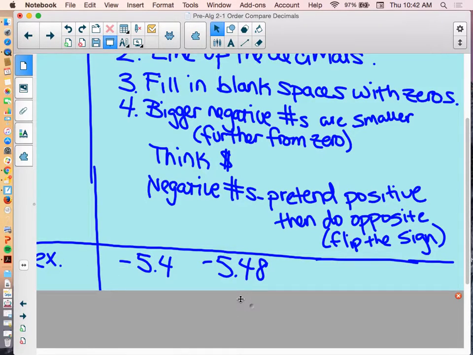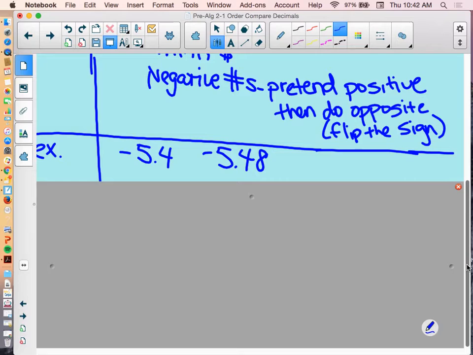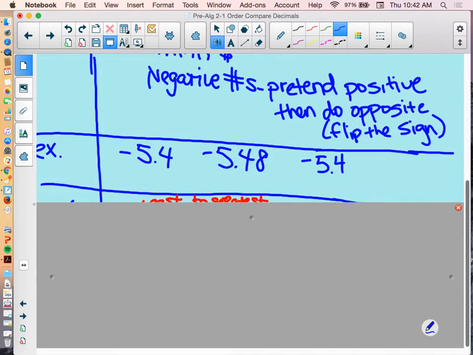So here's the example. Negative 5.4 versus negative 5.48. So that's negative 5 and 4/10 and negative 5 and 48/100. You need to determine which one's bigger. So you need to line them up. I'm going to rewrite them so they're the same length. They're both negative, so that helps. If one were negative and one were positive, then that would be pretty easy. You wouldn't have to do much. But in this case, they're both negative.